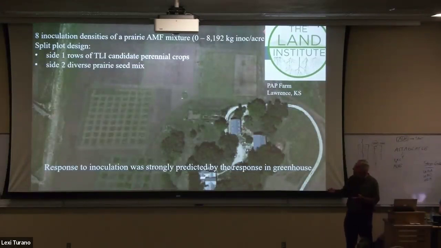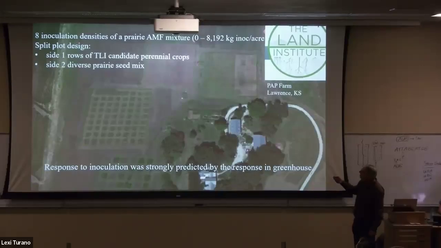So the next test, we just have mixtures of native mycorrhizal fungi. This is in Kansas, and we have inoculation densities from 0 to very high densities equivalent to those buckets that I dumped in that first test. And so we have 8 different inoculation densities, and then these are split plots. This is the experiment here.